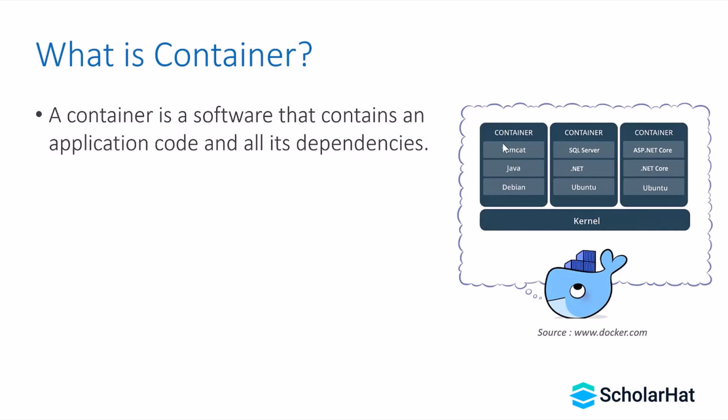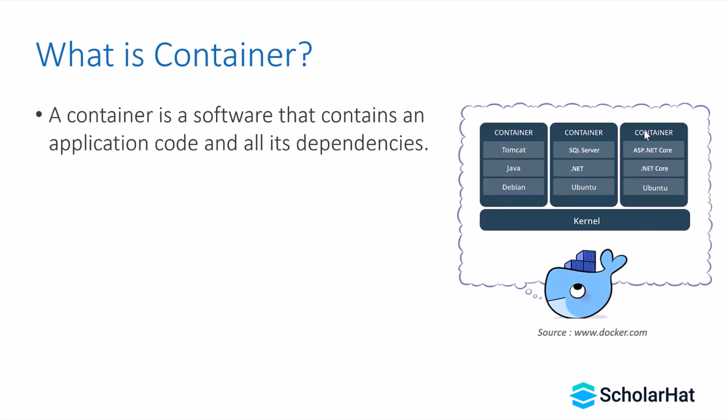In container one, we are running a Java based application. For running the Java based application, we need Tomcat as a web server, and we need an operating system as well. As the operating system we are using Debian. Similarly, to run SQL Server on an Ubuntu machine, we need Ubuntu and we need .NET. This is how SQL Server is running on top of Ubuntu.